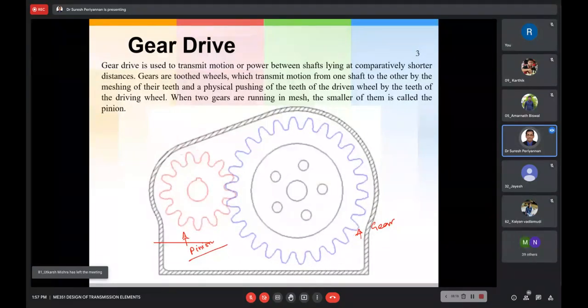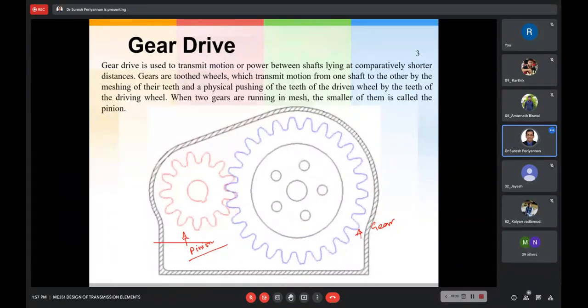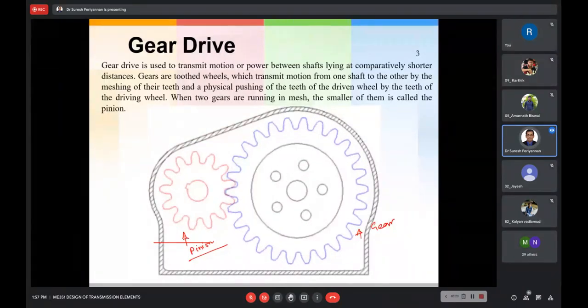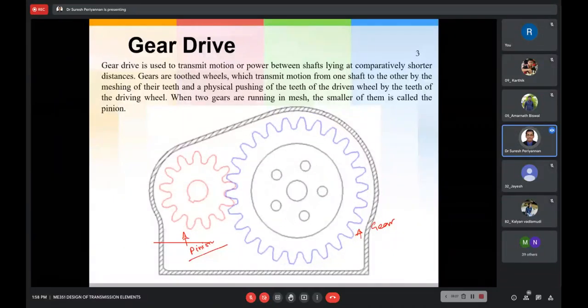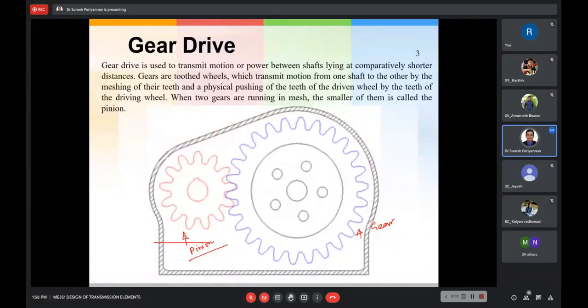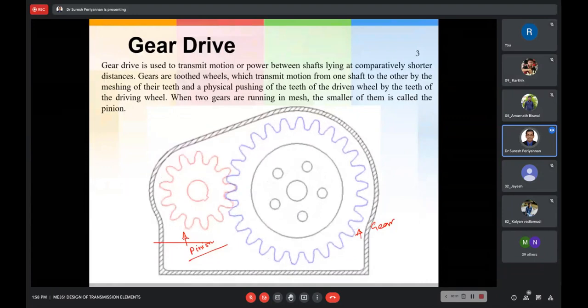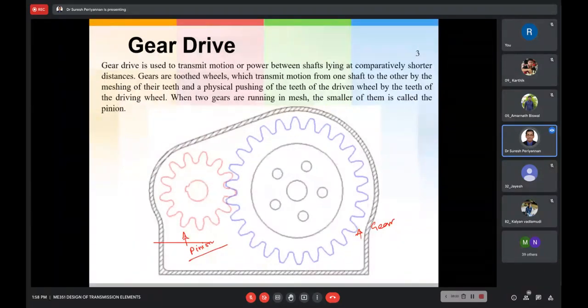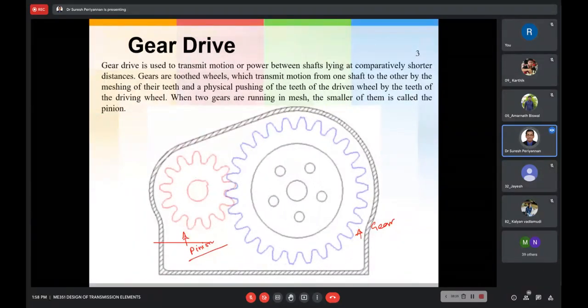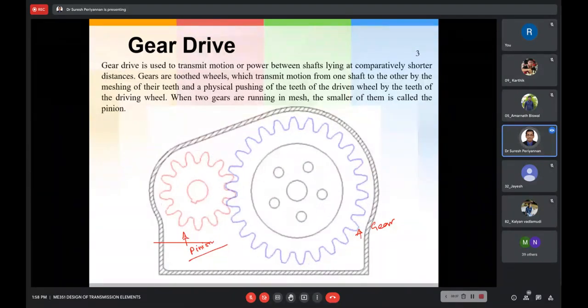We are using them in automobile applications, manufacturing applications, machine tool applications. Even I told you that electronic industries, for example, in clocks, we are using this type of gear mechanism, right? So these four, five gear types are very, very important. One by one, we will see that.